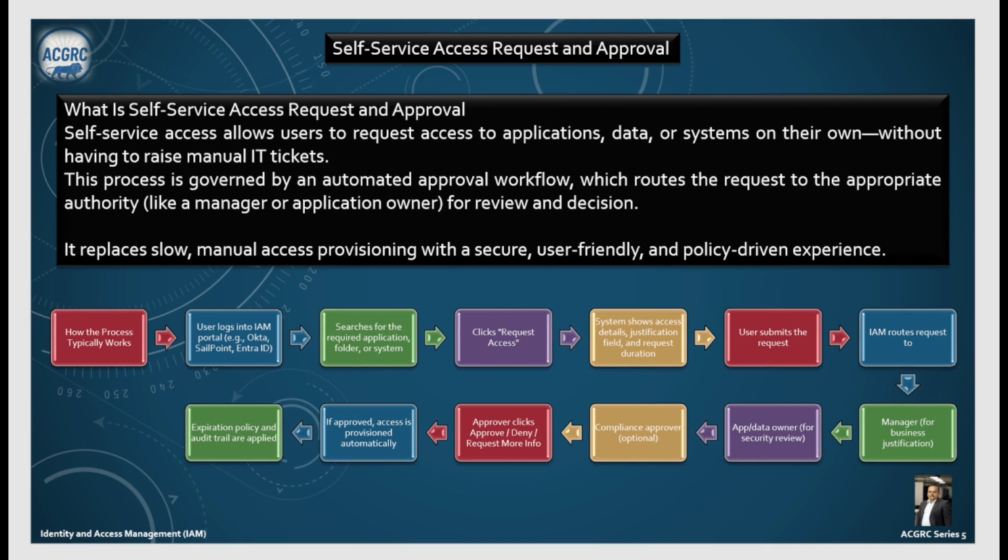Then it goes for a compliance approval. Then the approver clicks either approved, denied, or asks for more information. If approved, access is provisioned automatically. And last, expiration policy and audit trails are applied. So that's how a self-service flow generally would work.